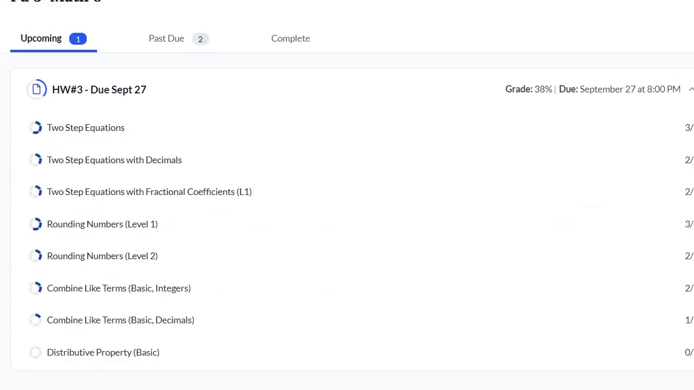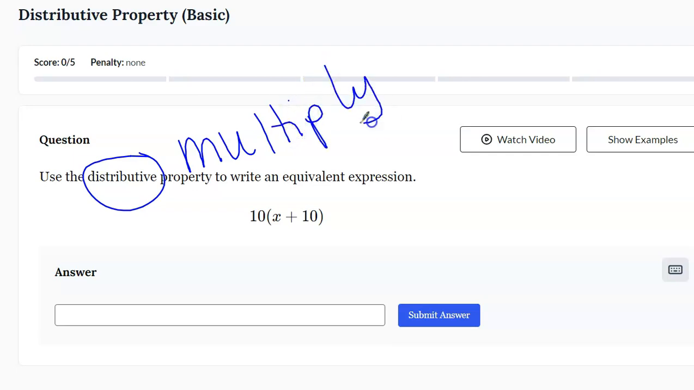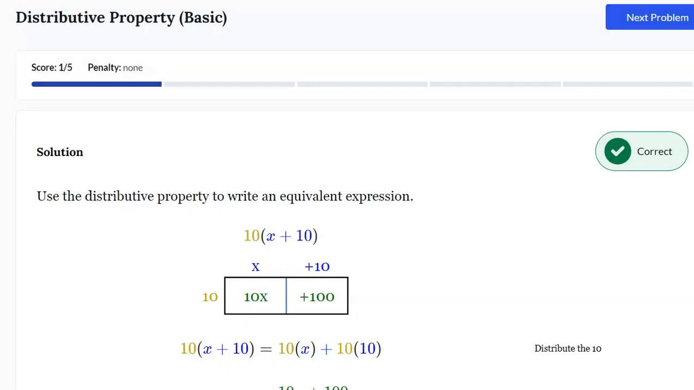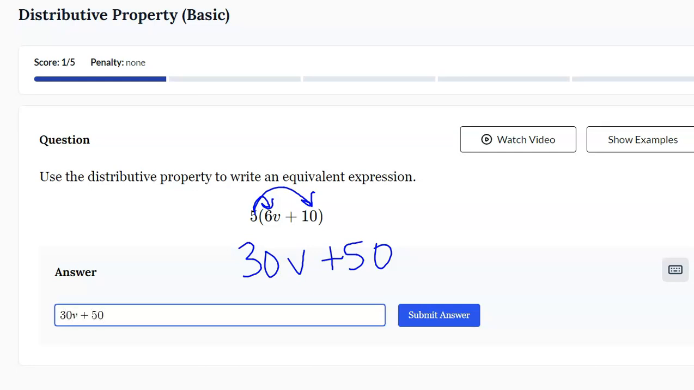Alright, last topic, distributive property. And when we distribute, we multiply. And we multiply by everything inside the parentheses, and then we stop. That's it. 10x plus 100. Let's try this again. We multiply by everything inside the parentheses, and then we stop. 30v plus 50.